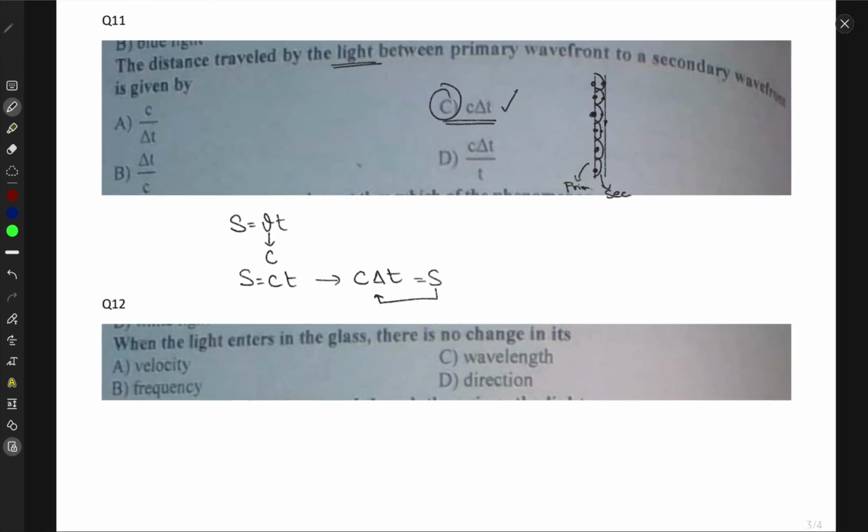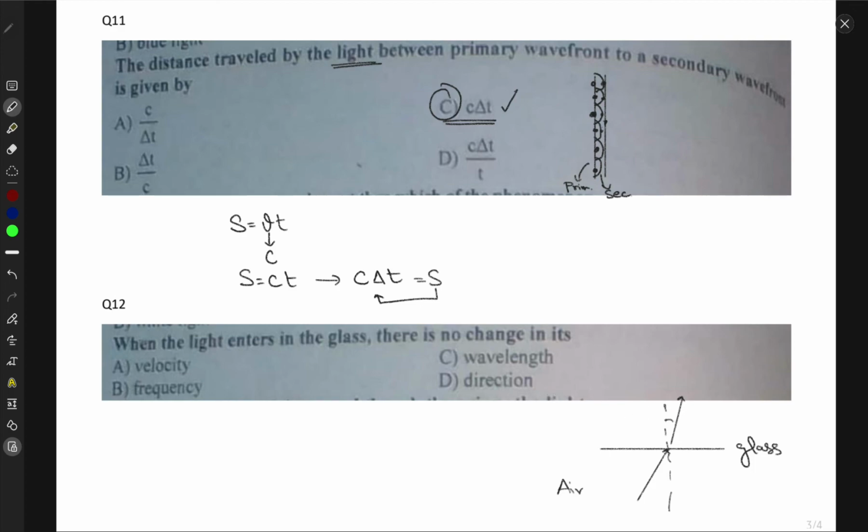Let's move on to the next question, question number 12. When the light enters in a glass, there is no change in its velocity, frequency, wavelength, or direction. So we know, for example, if I have this and this is a glass, and before the glass I have, let's just say, air. And if it's entering at this point, it will go like this and be incident on this glass, and then it will become closer to the normal because it's going from a rarer to a denser medium. So obviously you see that the direction is changing.